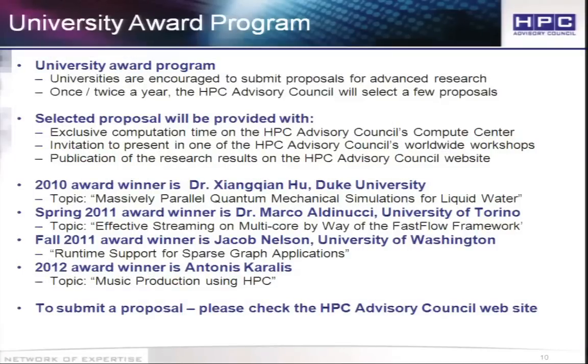Another activity that we do is called the University Award Program, in which we provide dedicated systems for people who want to do research and don't have access to their own systems. So far we have given 4 awards. The last award was for doing music productions using HPC in 2012.